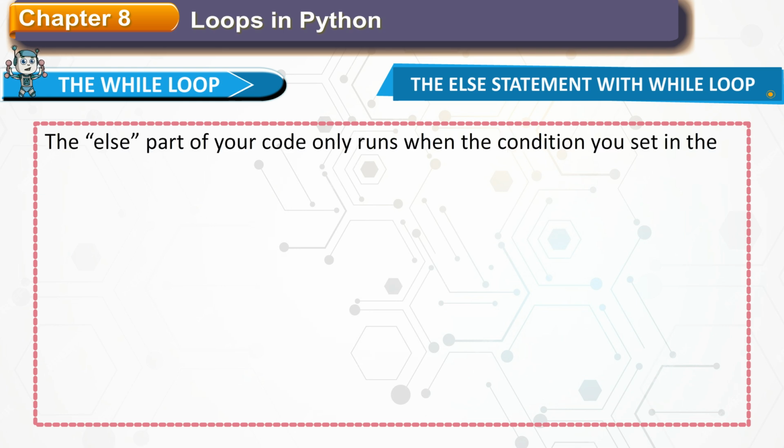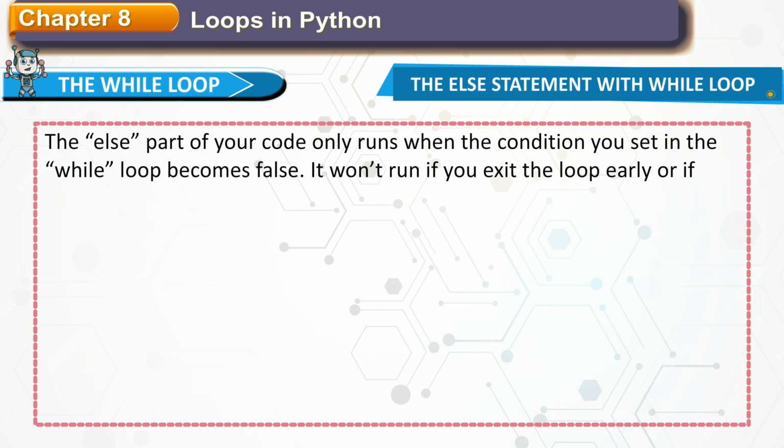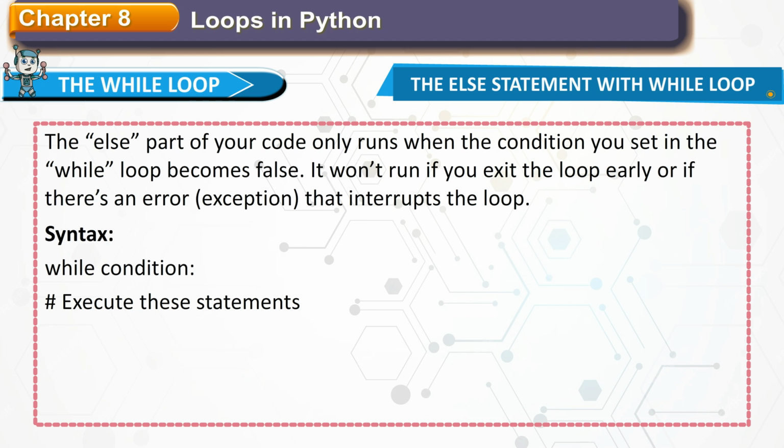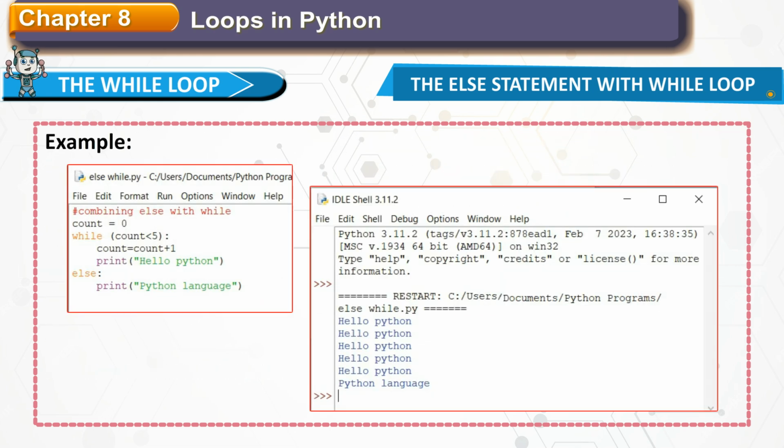The else statement with while loop. The else part of your code only runs when the condition you set in the while loop becomes false. It won't run if you exit the loop early or if there's an error or exception that interrupts the loop. Syntax: while condition, execute these statements, else, execute these statements. Example.